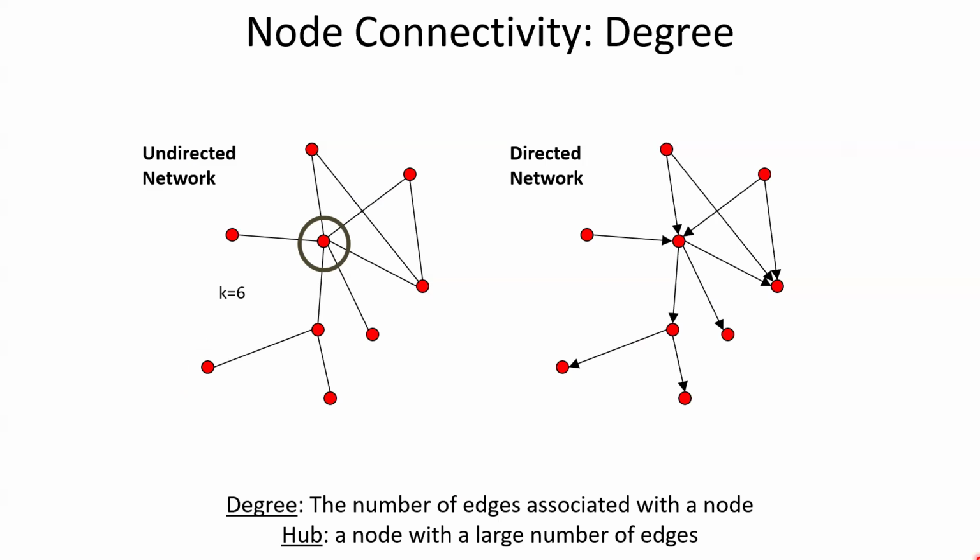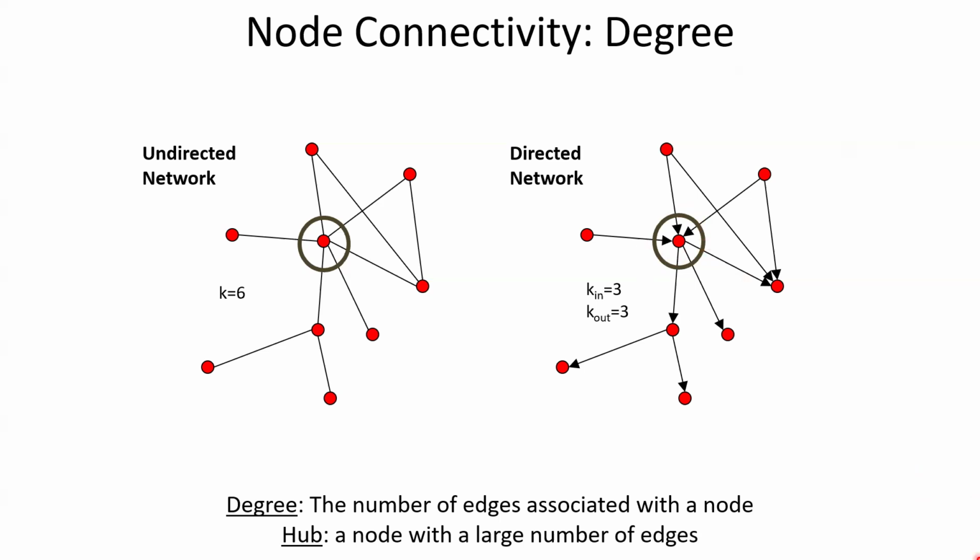Importantly, the idea of degree is different in an undirected versus a directed network. In the undirected network, this node has a degree of 6, but in the directed network, this node has both an in degree and an out degree. In this case, the in degree is 3, 1, 2, 3 edges pointing in, and the out degree is 3, 1, 2, 3 edges pointing out.